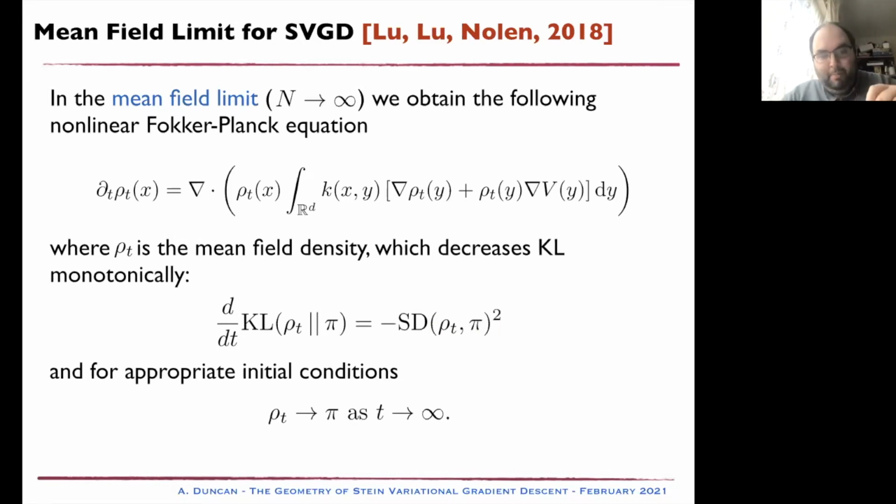And so in a paper by Liu and Nolan, 2018, they actually derived rigorously this mean field limit, and they showed that under appropriate initial conditions, rho t is going to converge to pi as time goes to infinity. And that's good, because that means that at least in the infinite particle limit, the sampling is asymptotically exact. It's going to converge to the right distribution. And of course, by having finitely many particles, you're making an approximation. But in some sense, you would expect that if you have sufficiently many particles, then you're in a regime where you're approximating pi well.